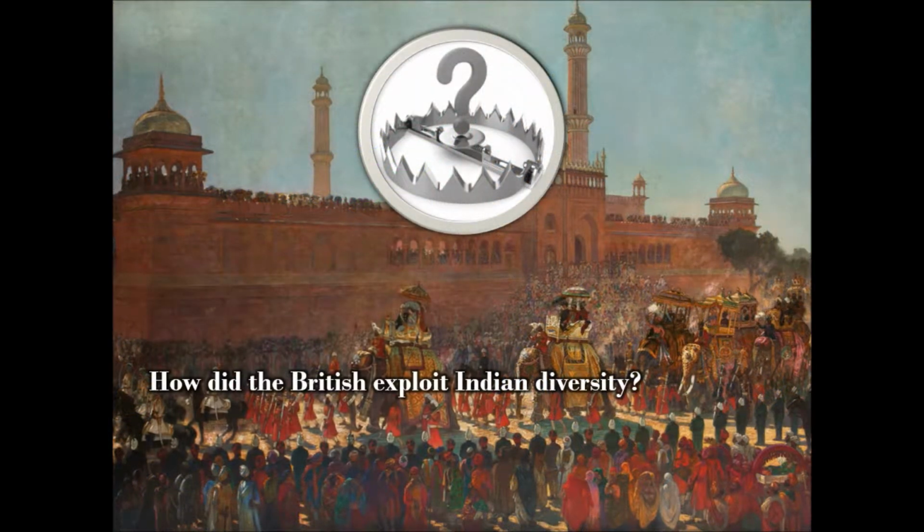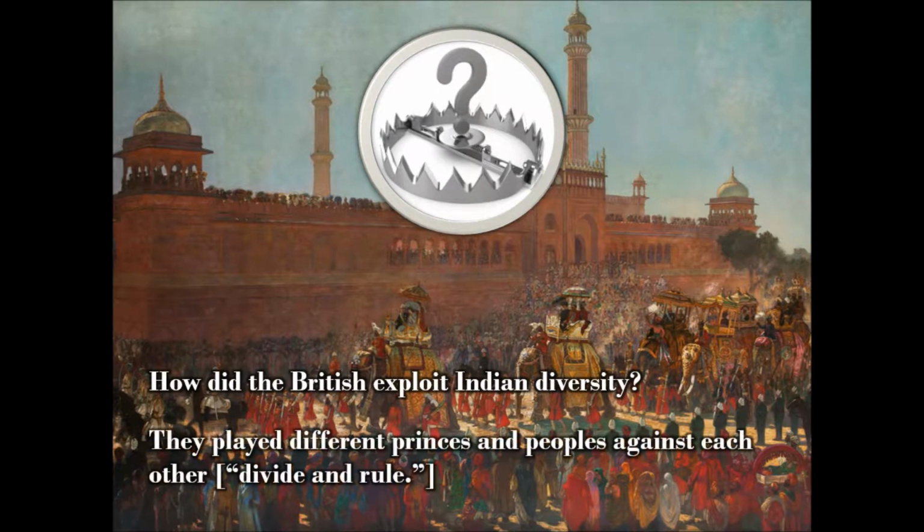How did the British exploit Indian diversity? They played different princes and peoples against each other. This was called divide and rule.